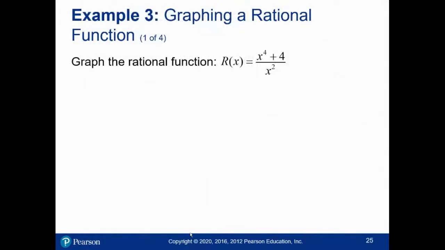Okay, let's do another. Graph the following rational function. Do all the same steps. So genuinely pause here, try to follow those same 6 or 7 step process and see what you get. Take a few minutes and then unpause the video.